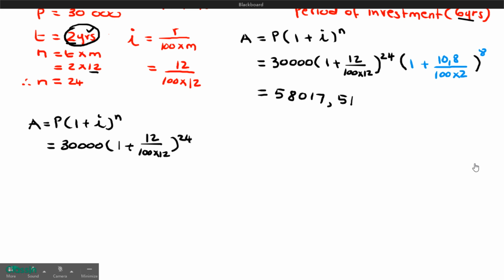So, I took this part. I'm calculating A for this part. Then when you calculate A for this part, on a calculator, you are going to get 38,092.04.